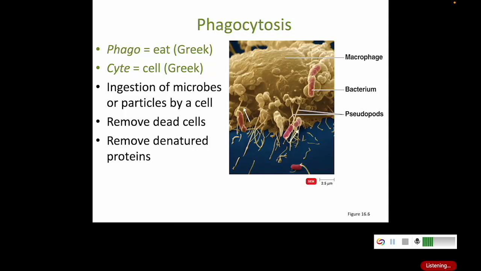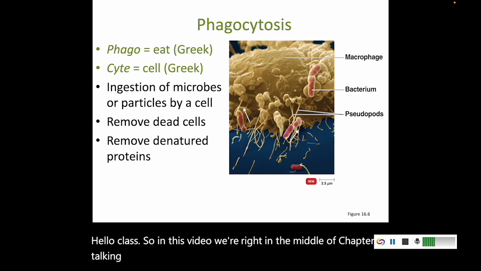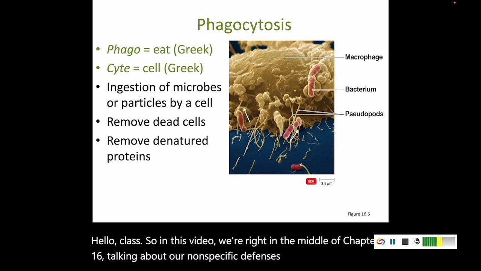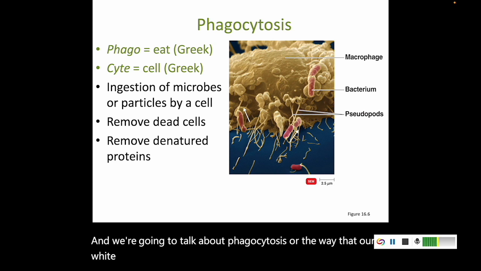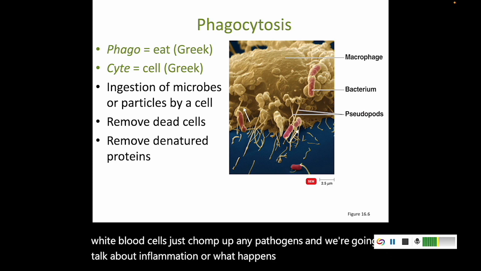Hello class. So in this video, we're right in the middle of chapter 16, talking about our non-specific defenses. And we're going to talk about phagocytosis, or the way that our white blood cells just chomp up any pathogens. And we're going to talk about inflammation, or what happens if you get a small cut or something that could be infected.